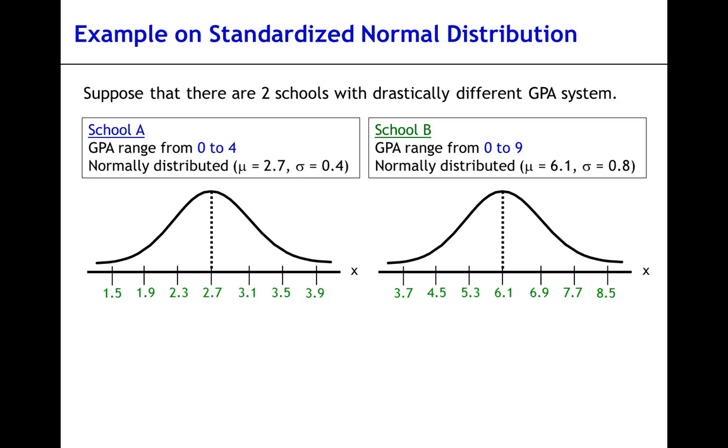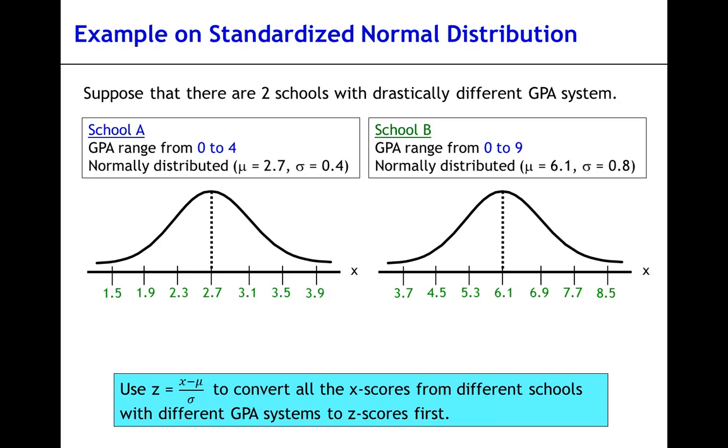Referring to our earlier example, let's try to convert the x-scores from the different schools to z-scores by using the z-score formula. For school A, if a student has a GPA of 1.5, the z-score can be calculated to be 1.5 minus the mu of 2.7, divided by the sigma of 0.4, to get -3.